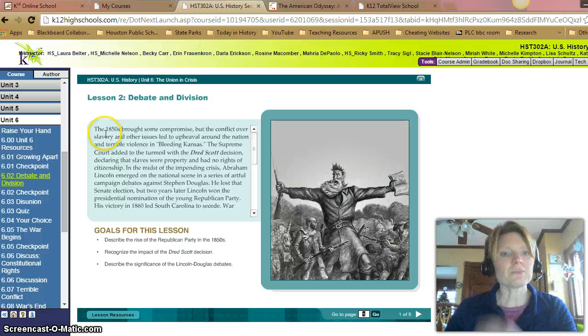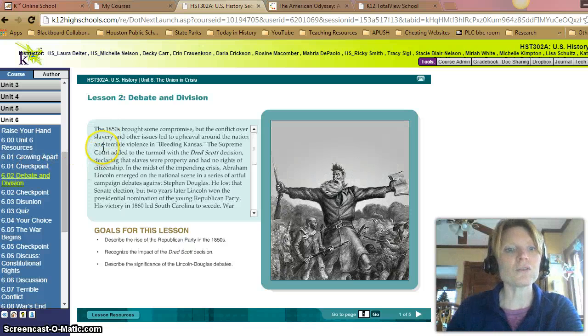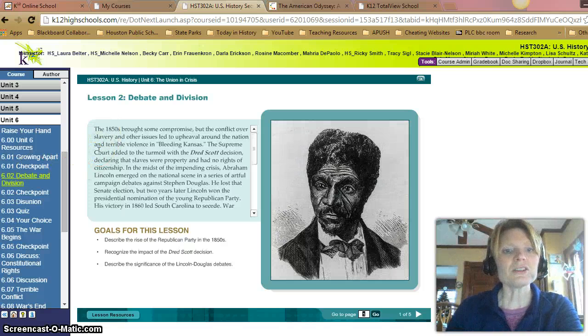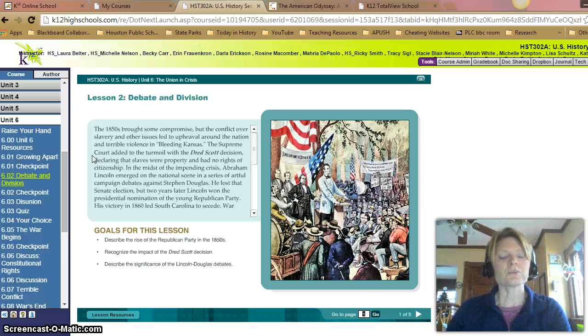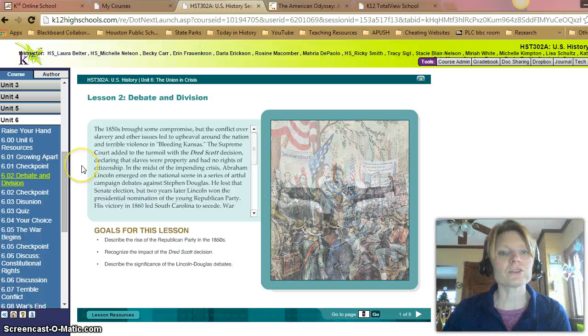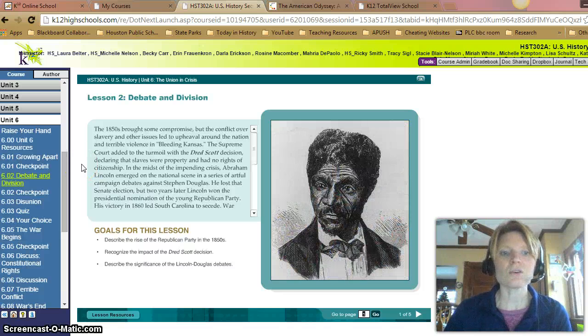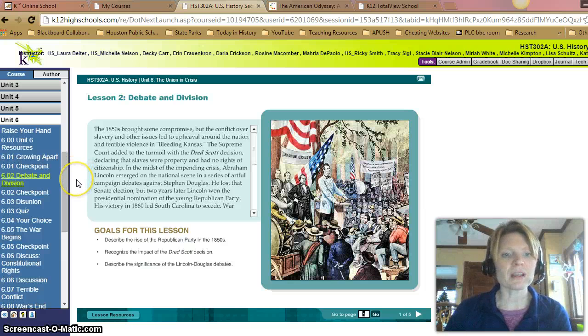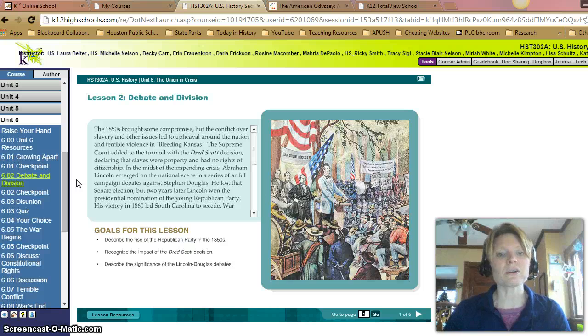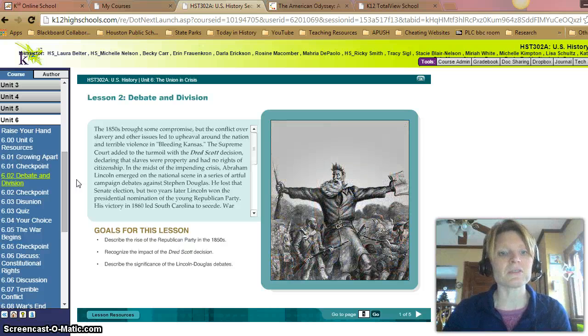The 1850s brought some compromise, but the conflict over slavery and other issues led to upheaval around the nation and terrible violence in Bleeding Kansas. The Supreme Court added to the turmoil with the Dred Scott decision, declaring that slaves were property and had no rights of citizenship. In the midst of the impending crisis, Abraham Lincoln emerged on the national scene in a series of artful campaign debates against Stephen Douglas.